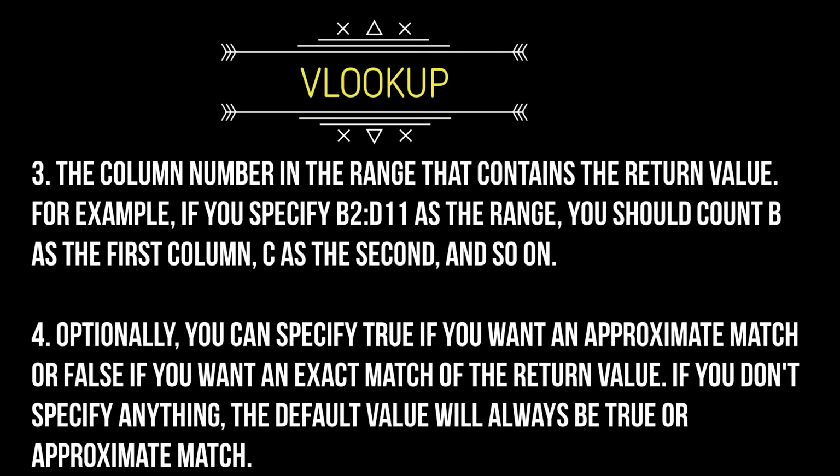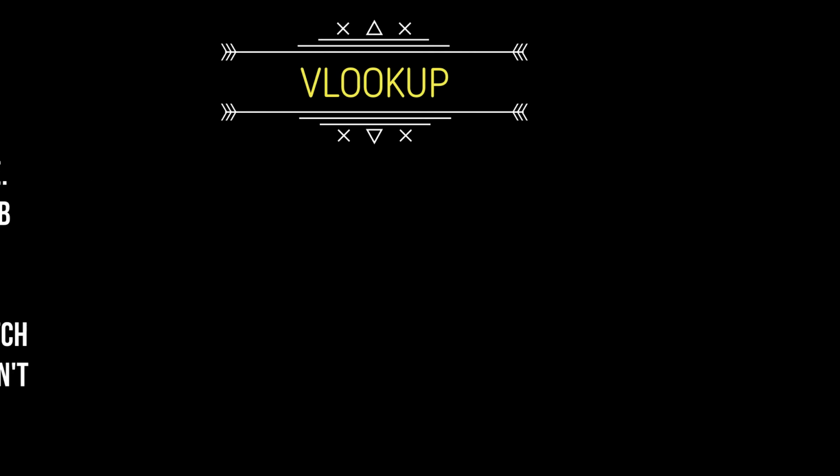Third, the column number in the range that contains the return value. For example, if you specify B2 to D11 as the range, you should count B as the first column, C as the second, and so on. The fourth one is optional: you can specify TRUE if you want an approximate match or FALSE if you want an exact match of the return value. If you don't specify anything, the default value will always be TRUE, or approximate match.